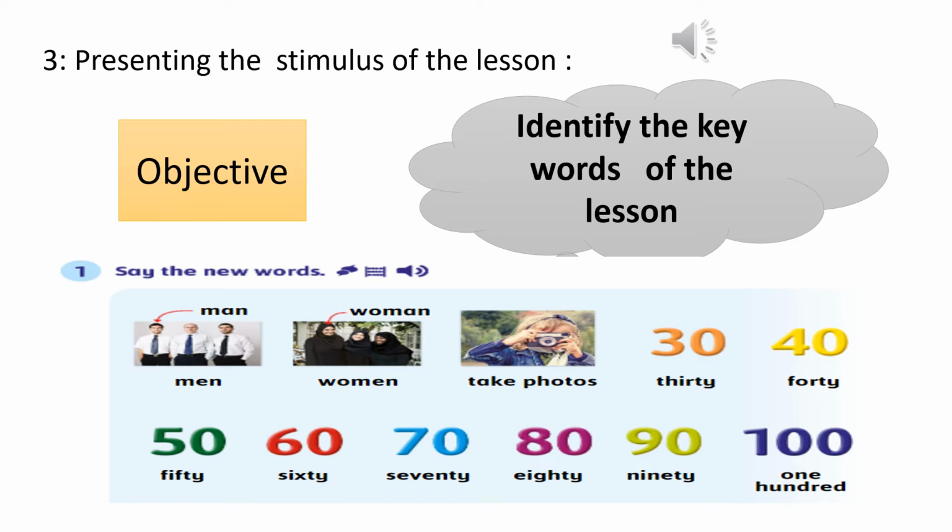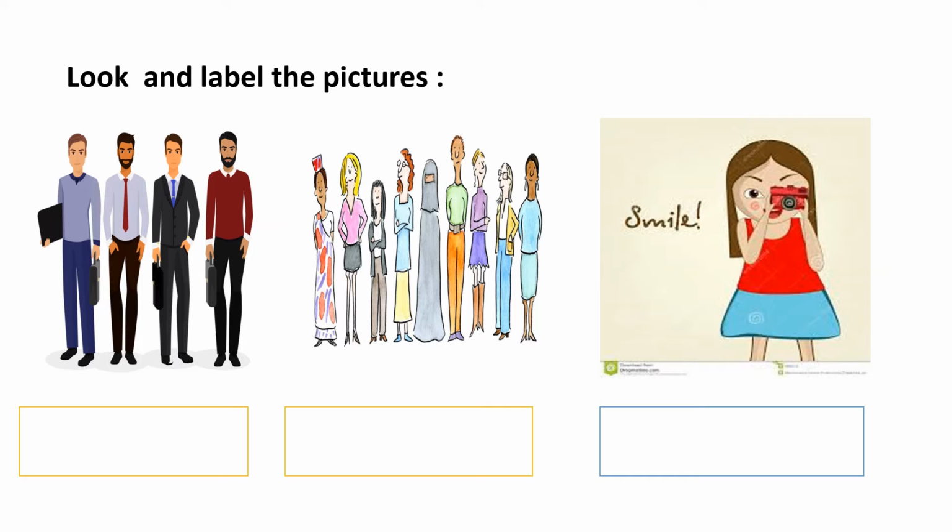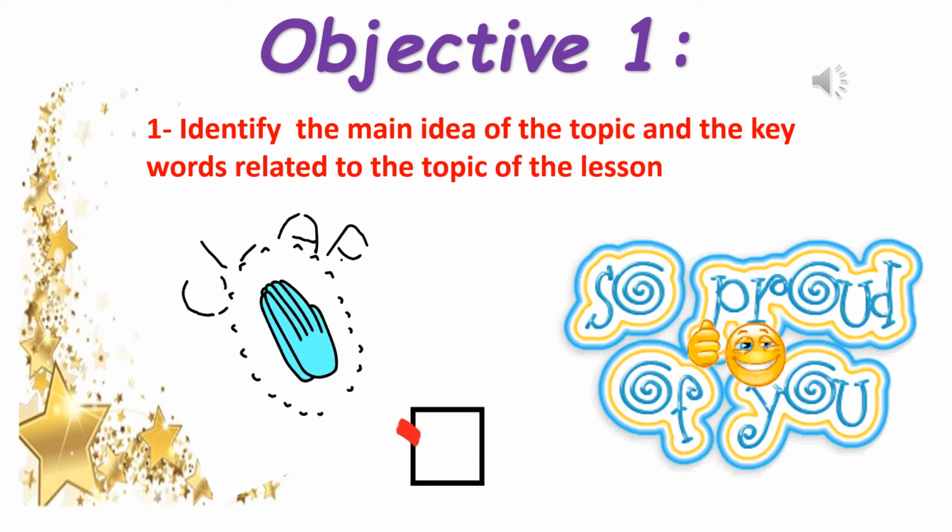Very good. After listening to the CD player, let me test your understanding by asking you this recall exercise. Look and label the pictures. Which word can be said about picture number 1 on the left? Men. Very good. Which word can be said about picture number 2? Woman. Very good. Which word or phrases can be said or written under picture number 3? Take photos. Very good.